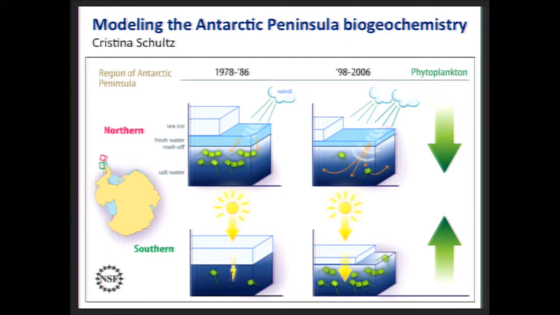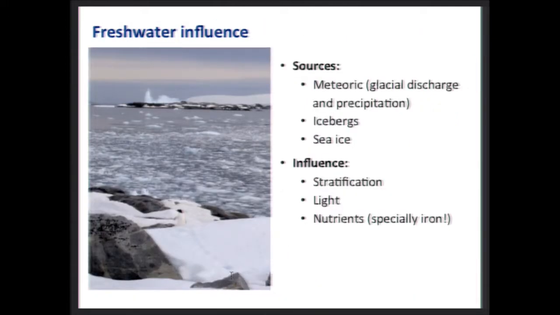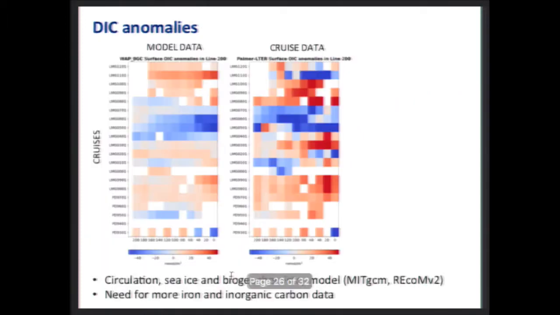land-ocean continuum. However, if you look at the region and all the stuff that's happening there, you see that the freshwater budget also depends on icebergs, on glacial melt, on precipitation that is influenced by land topography. And besides stratification and light, the freshwater budget also influences the amount of nutrients that's going to come to this region, especially iron.